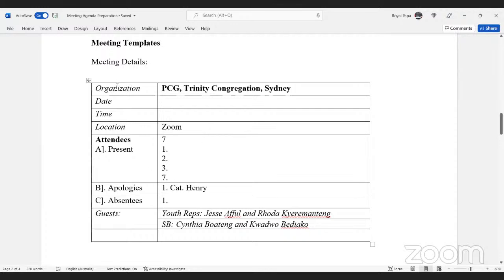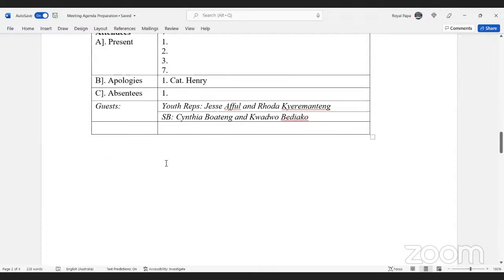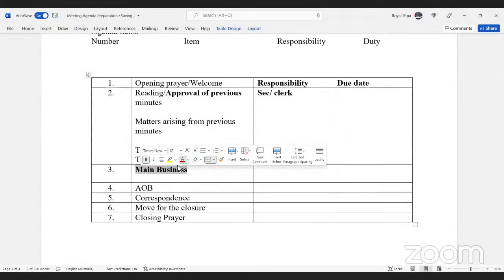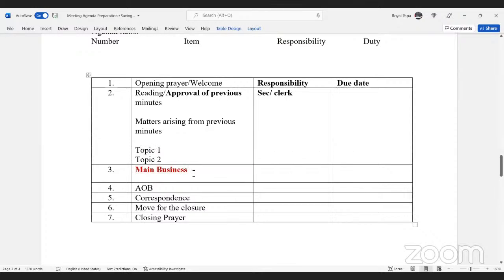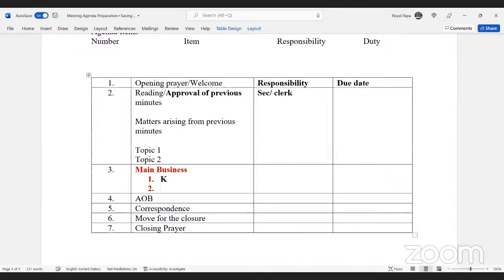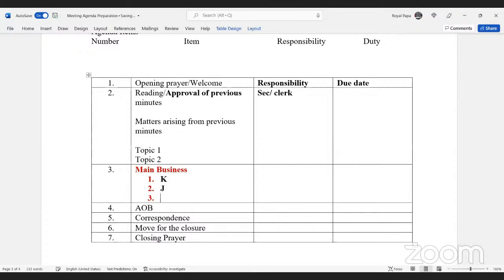Oh. So okay, let's see. This is the organization. So this is the main template. So the agenda is here. We call it main business. So the main business is also here. You can have main business 1, anything, because they cannot be static. So 2, anything you want to discuss.